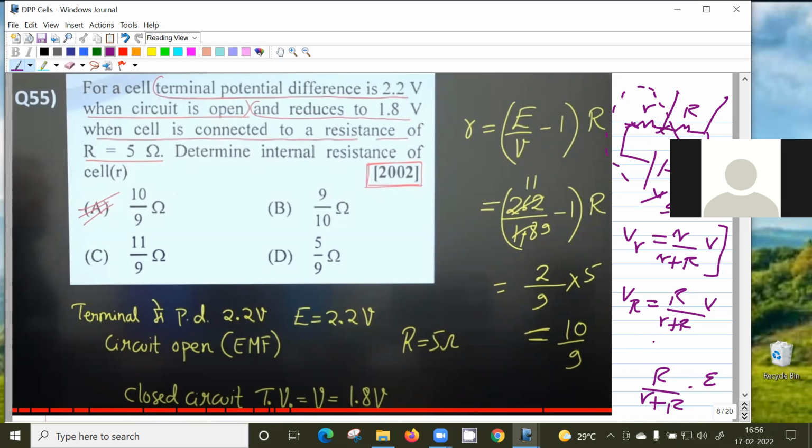So capital R is 5, and the internal resistance is how much? I have to find the internal resistance. So this is equal to 1.8 and E is 2.2, and capital R is given as 5. So from this I can find small r. Can you get the answer now? Yes, sir.